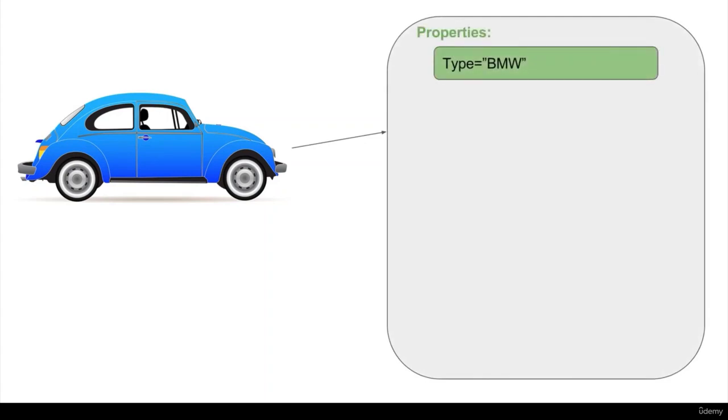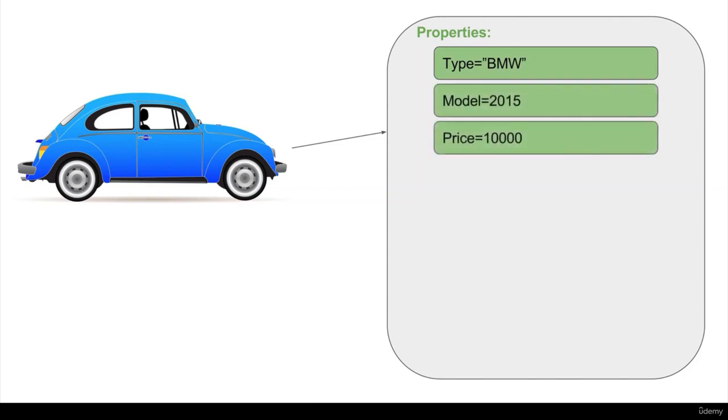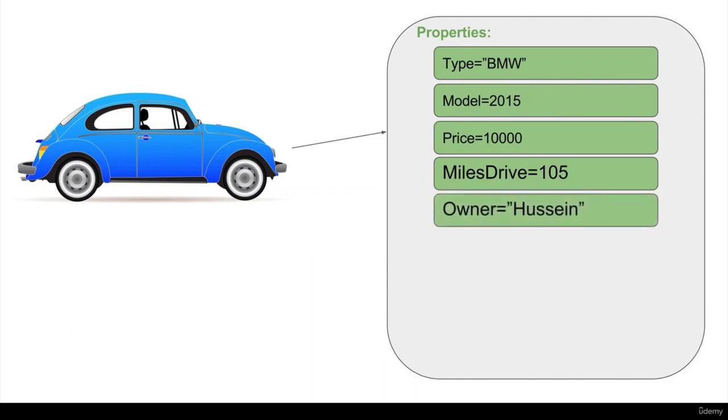It could have a type of car, for example BMW, a model of the car, 2015, the price of the car, 10,000, the miles the user drove this car, like 405, and the owner of this car, Hussein. So all these are properties of the car. When we talk about properties, we mean we describe things. So the car as an object has a number of properties.